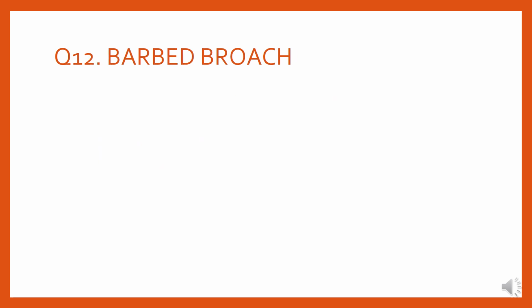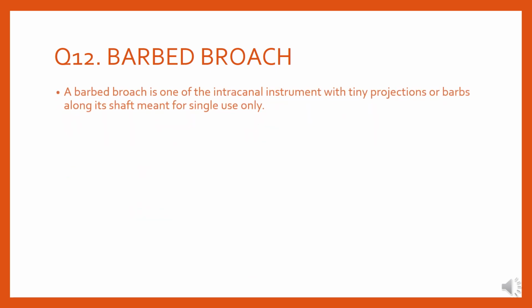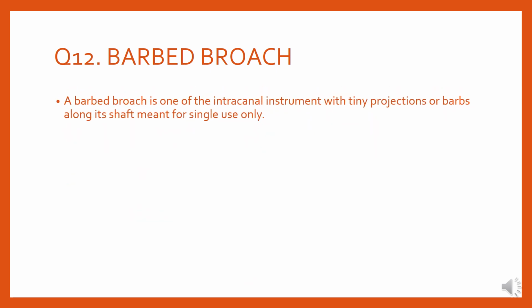Next question is barb broach. A barb broach is one of the intracanal instrument with tiny projections or barbs along its shaft meant for single use only. It is used in extirpation of entire pulp tissue and its ADA specification number is 6.